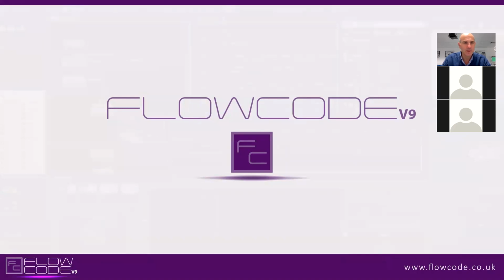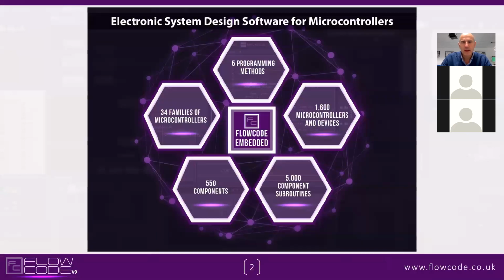Okay, well, good afternoon. I'm John Dobson, and we're talking today about version 9 of Flowcode. So I think this opening screen just reinforces for me exactly what Flowcode is capable of now. We started it around 21 years ago. It was released in 2000, and it's grown and grown to be quite a project.